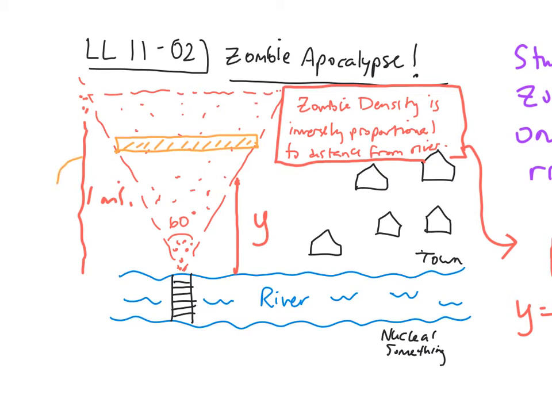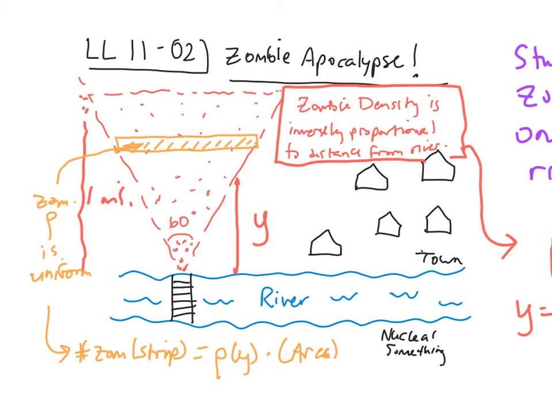So that means that on this region here, zombie density is uniform. Which means that if I can get a zombie density there, I can just multiply that zombie density by the area of that strip. So that'll give me the number of zombies on that strip, which will equal zombie density. Actually, let me use the symbol for that, rho. That's going to be rho of y times the area of the strip.